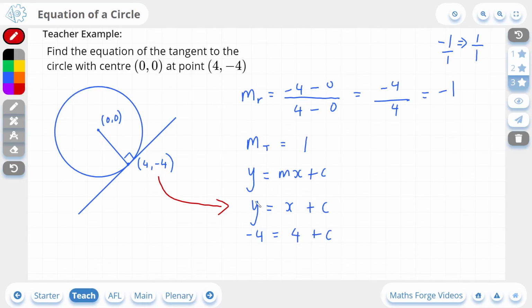Now we're going to rearrange for c, which means we have to subtract 4 from both sides to eliminate this 4 here. This is going to leave us with the following. Minus 8 is equal to c. We can now write the full equation of the line to this tangent here, which is y is equal to the gradient 1x plus c. But since c is a minus 8, it's going to be plus minus 8, which makes it just minus 8. And this is the equation of the tangent that passes the point 4, minus 4 to a circle that's at 0, 0. And if we check our answer, there it is. And that's it for the lesson on equations of a circle.